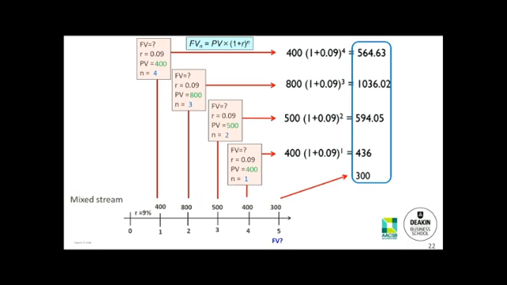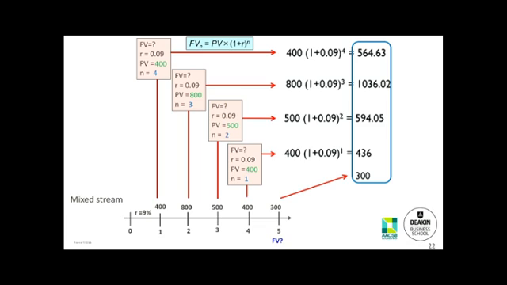$400, what should we do? 400 times 1 plus interest to the power of 4. You have a future value at year 5. $800 times 1 plus 9% to the power of 3. You have the future value at year 5. $500 times 1 plus interest rate to the power of 2. $400 times 1 plus interest rate to the power of 1. And then finally, you don't need to do anything about the 300 at the end.